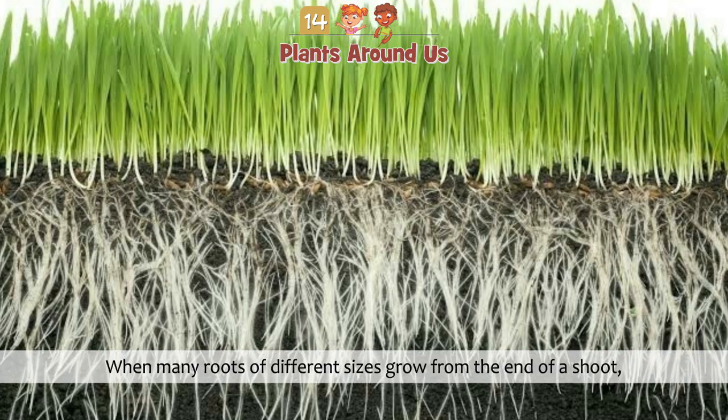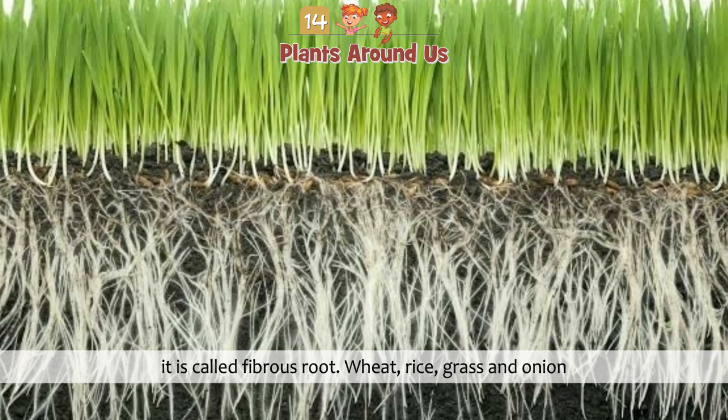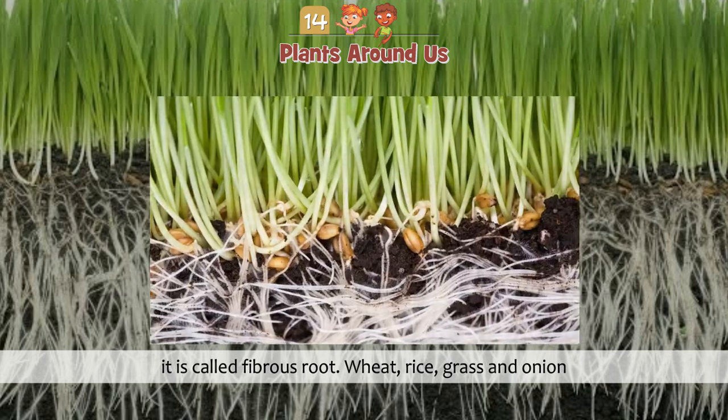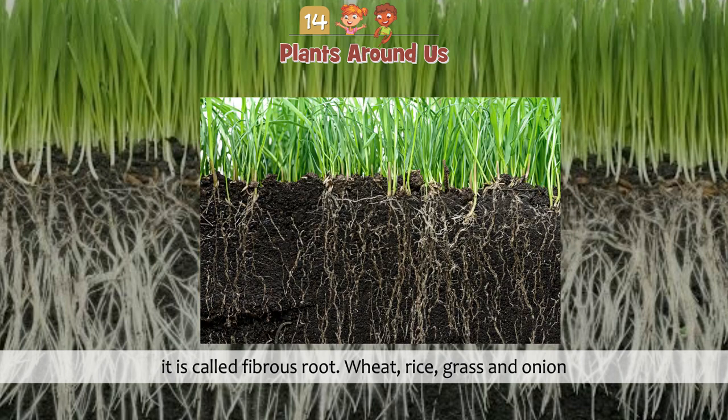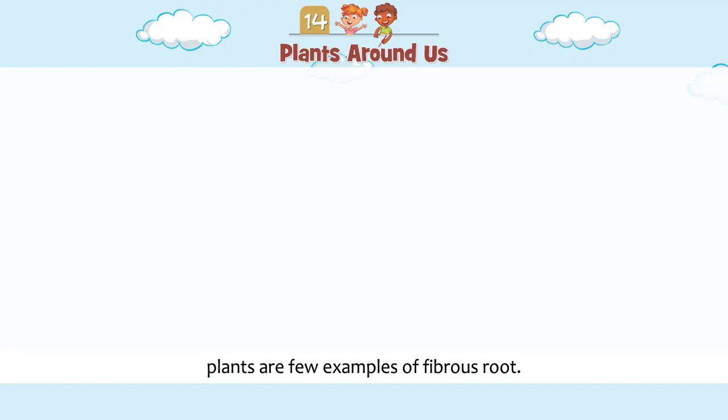Fibrous roots. When many roots of different sizes grow from the end of a shoot, it is called fibrous root. Wheat, rice, grass, and onion plants are a few examples of fibrous root.